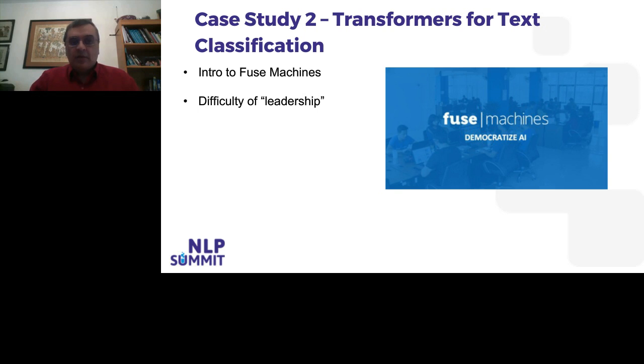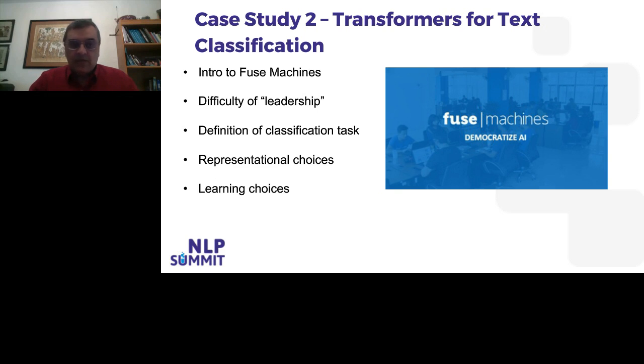I'm going to then talk about the precise classification task that we decided we should focus on. And then I'm going to talk about some choices we had in terms of representation and learning: what algorithms, what types of representations, and so forth. And then finally, the results that we got.